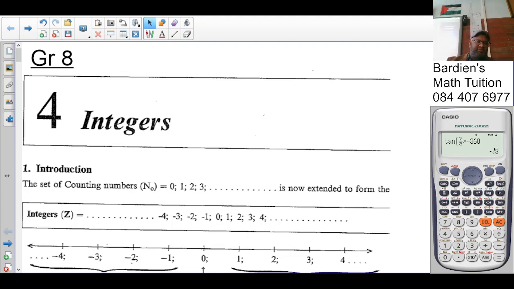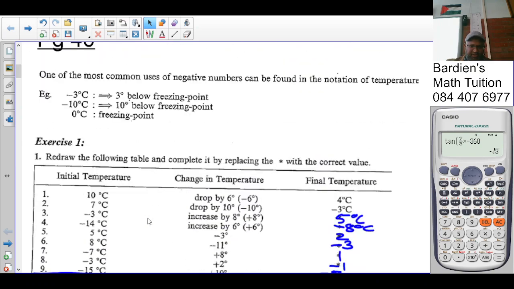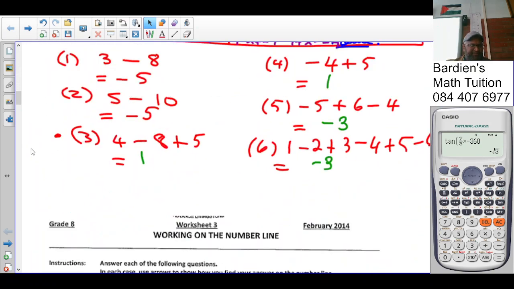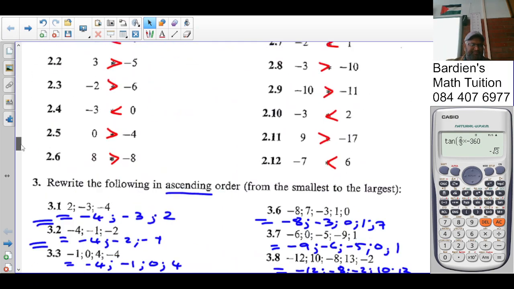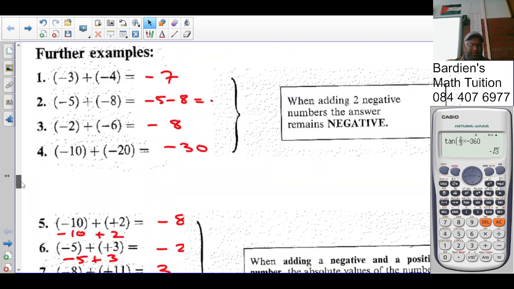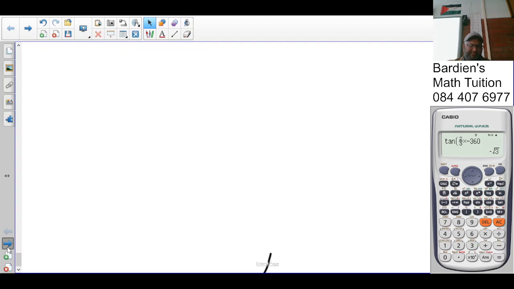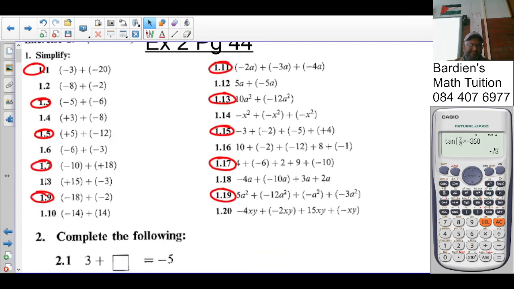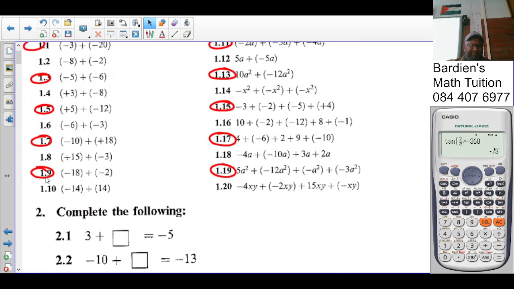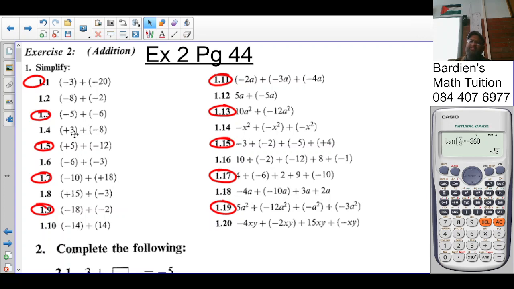Okay, good morning class. So this lesson will be a bit shorter because I have written a test, half of the lesson, on integers. So at this point we were busy with, I gave you homework, no? I think you needed to complete this exercise. Exercise 2 on page 44.